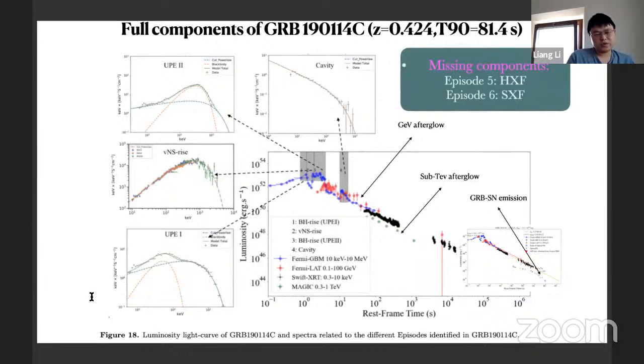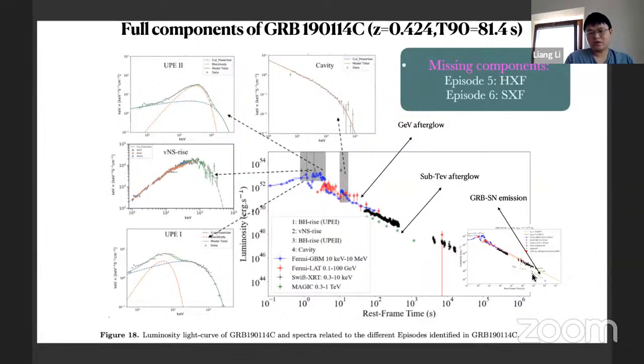This picture shows the Lightning 114C. We already observed these episodes or components. Initially we observed the UP1 phase. For this phase, the spectrum can be fitted by a cutoff power law plus a thermal black body component. Then we observed the neutron star rise. The spectrum can be fitted only by the cutoff power law model. Then the UP2 phase, similar to the UP1 phase, we also find a thermal component. Then follows the cavity.